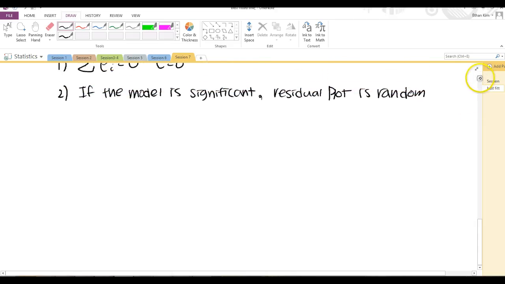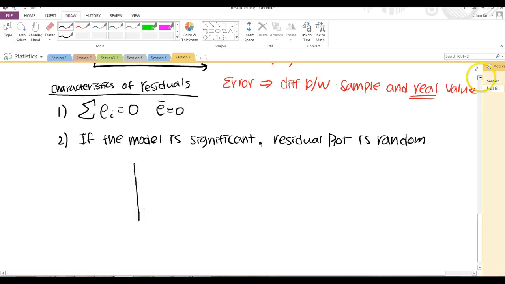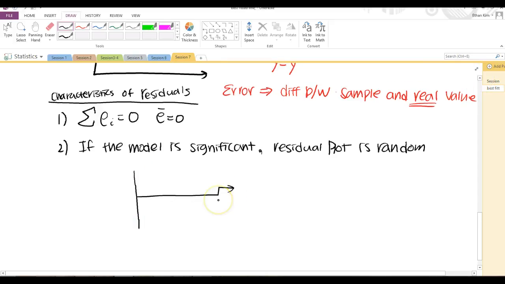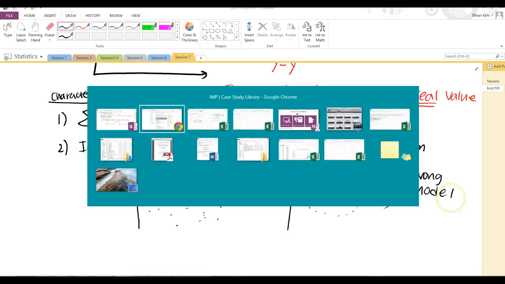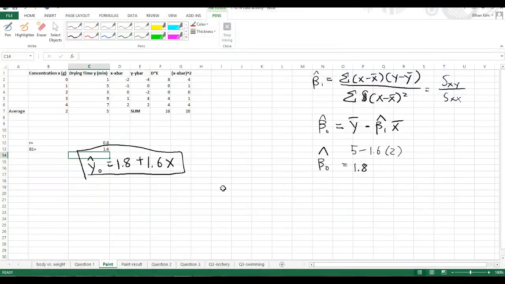Let's just go up a little. Residual plot looks like this, right? So this is 0, and all the residuals are randomly placed. Okay, so it has to be random. And this is when the model is significant. And if you draw the residual plot, and if there is a pattern, then you're using a wrong model. That means there is a pattern that you did not cover in your model. Okay, so that's how a residual plot works. Okay, so random pattern. So always when we are doing regression, we have to make sure to include that as well. So why don't we just do that?